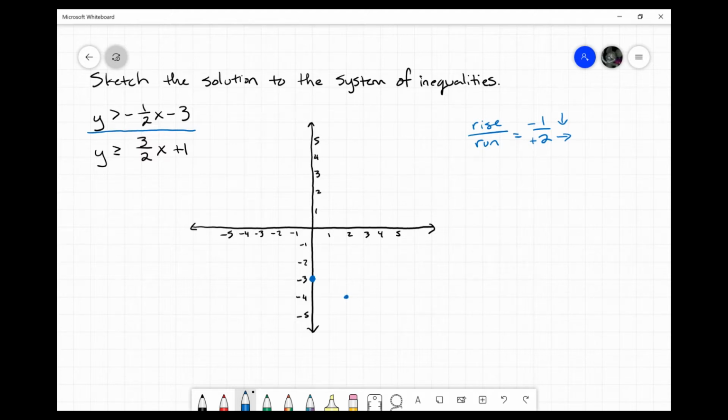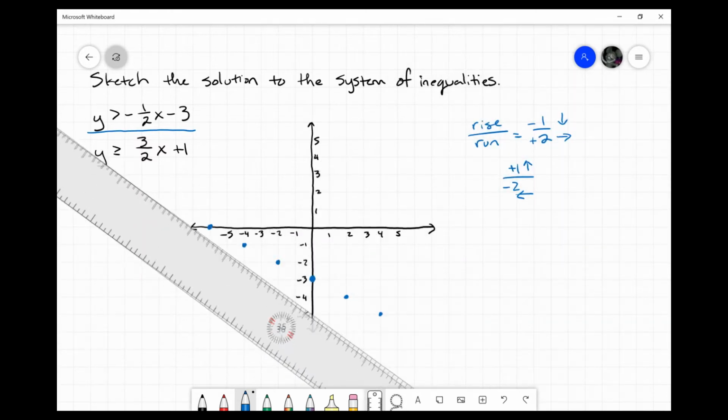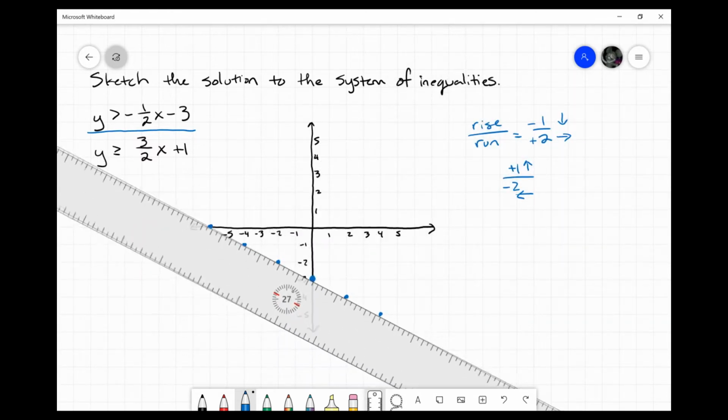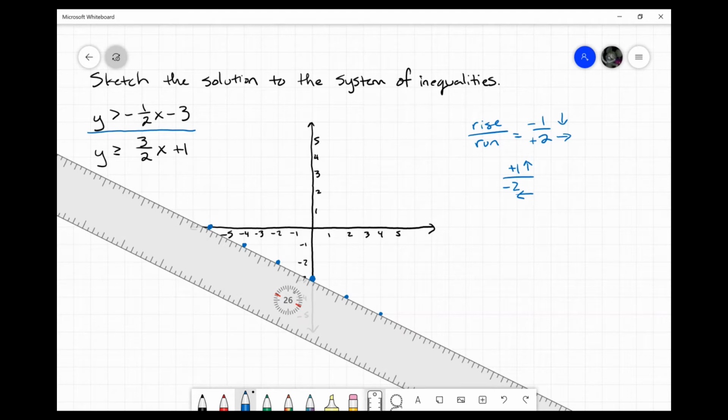I could also do the reverse, and I could say I'm going to go up 1 and back 2. That's going to give the same line. I still have a -1/2 as the slope. So up 1, back 2. It is an inequality, so I can't just dive in and connect these points. I need to be mindful of what kind of inequality it is, which is greater than. It is not an or equal to, which means it is going to be a dashed line.